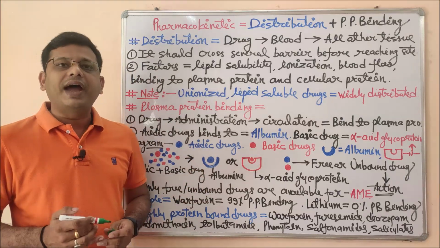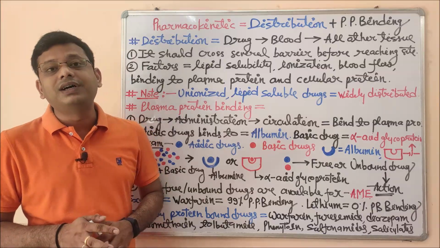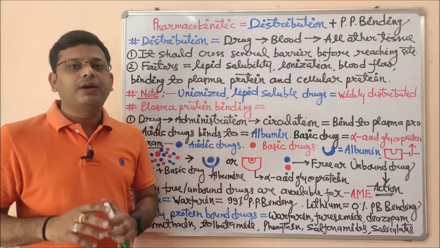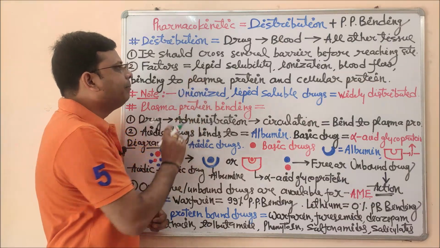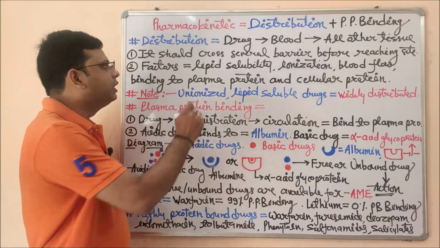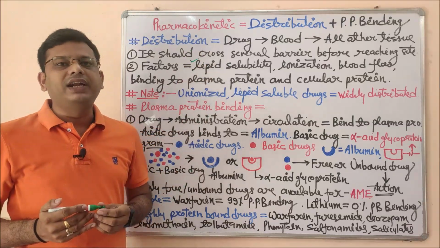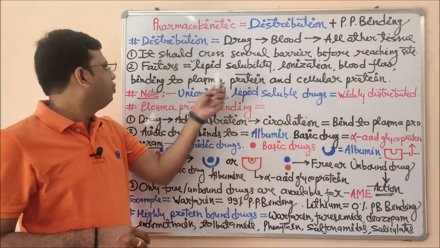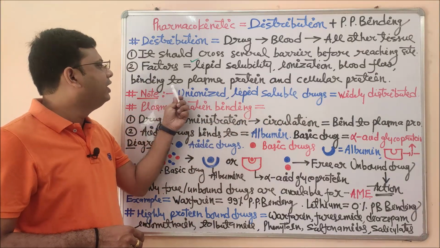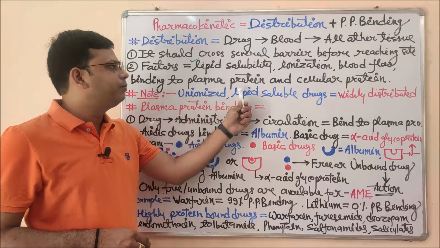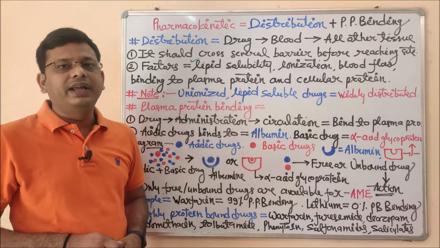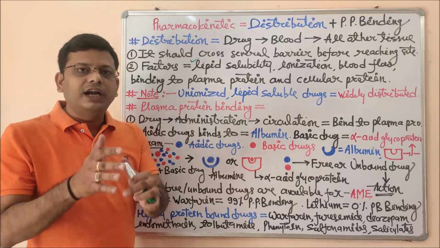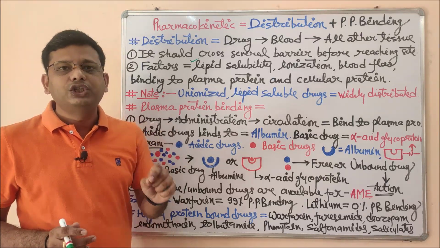So what are the basic factors which may govern the rate of distribution of drug after its absorption? There are 2 main points we should keep in mind. The first is lipid solubility, one of the most important parameters of any drug, and the second is ionization. Others are blood flow, plasma protein binding, and cell protein binding. These are important factors which may alter the redistribution rate. So let me explain all these points in a very short manner.